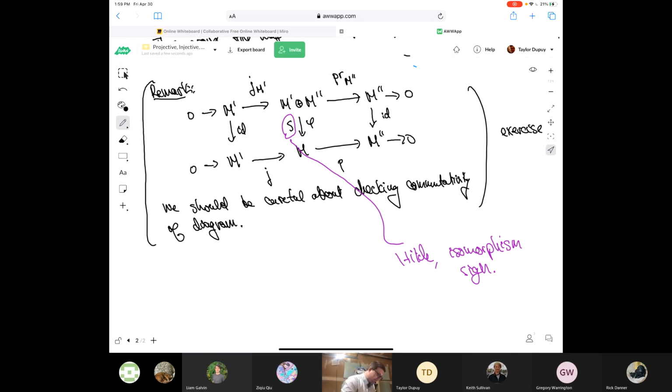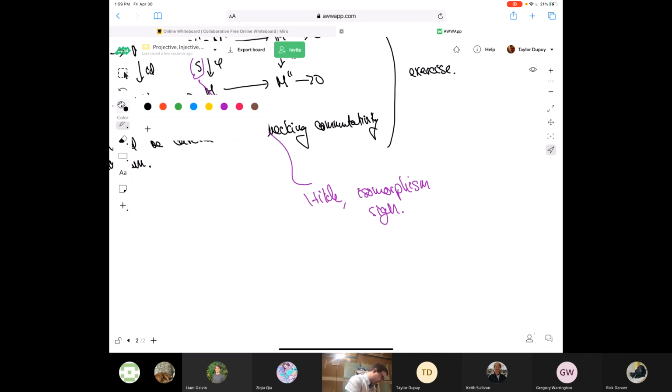Sometimes people put a little tilde next to the arrow if you want to show that it's an isomorphism. Some people do this; that's what I do. Okay, good question. Any other questions?